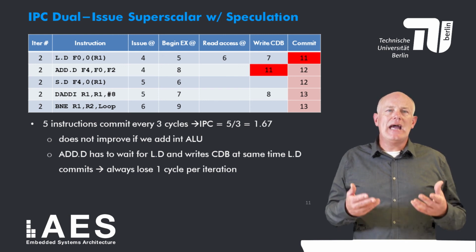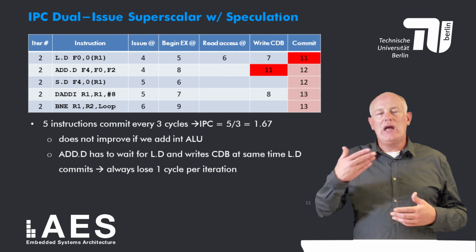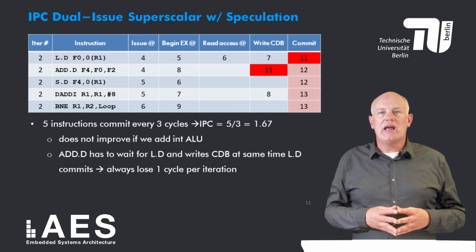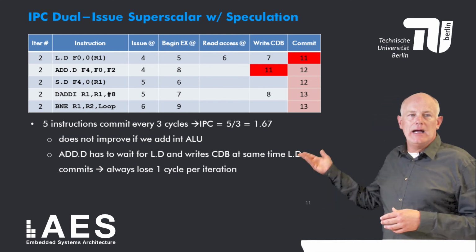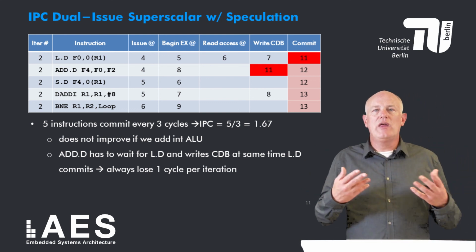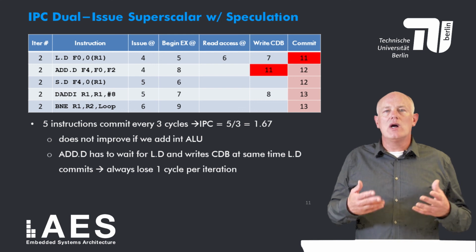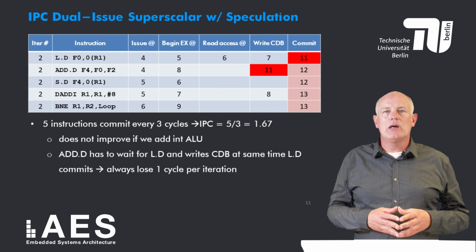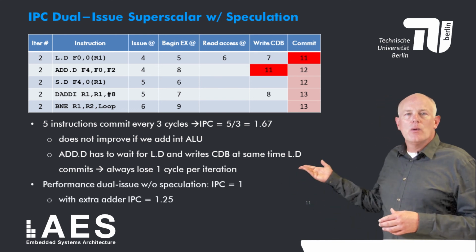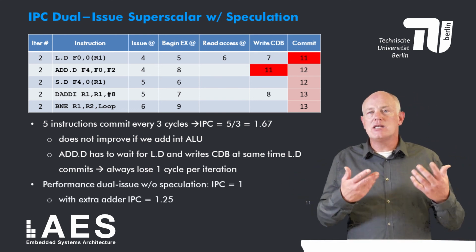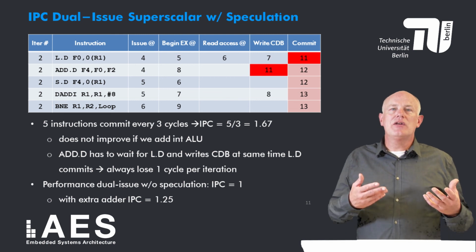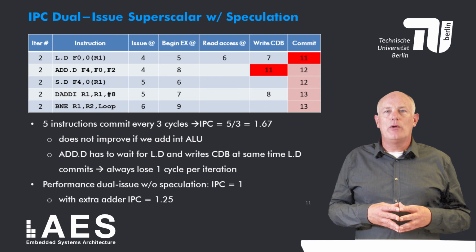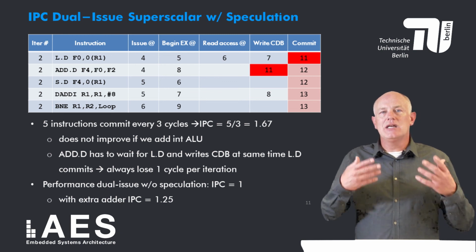Furthermore, we cannot improve this IPC by adding an extra integer ALU. This is because the add double in every iteration has to wait for the preceding load and writes the CDB in the same cycle as the load commits, as highlighted in dark red. So the add double will always commit 1 cycle after the load, and therefore we will always lose 1 cycle per iteration. For comparison, the processor without speculation achieved an IPC of 1, and with an extra adder it achieved an IPC of 1.25. So speculation clearly helps.